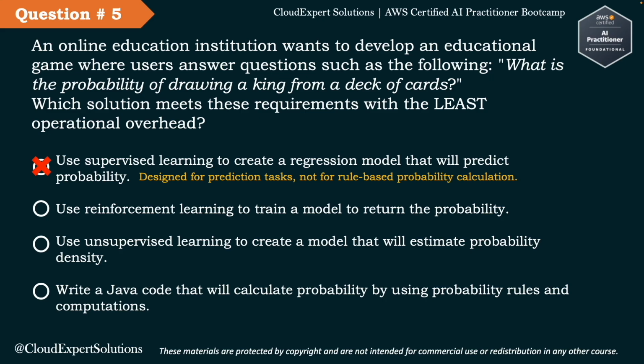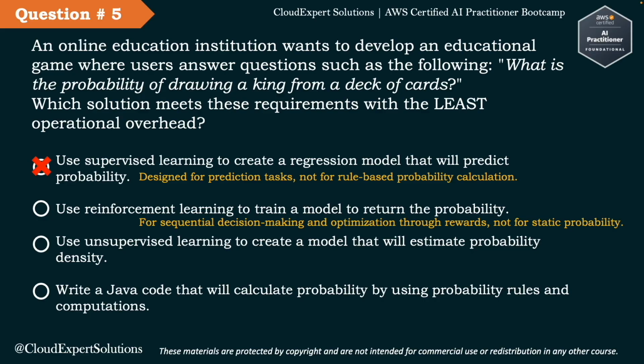The next option, use reinforcement learning to train a model to return the probability. Reinforcement learning is for sequential decision making and optimizing actions through rewards. This is not for static probability calculation.